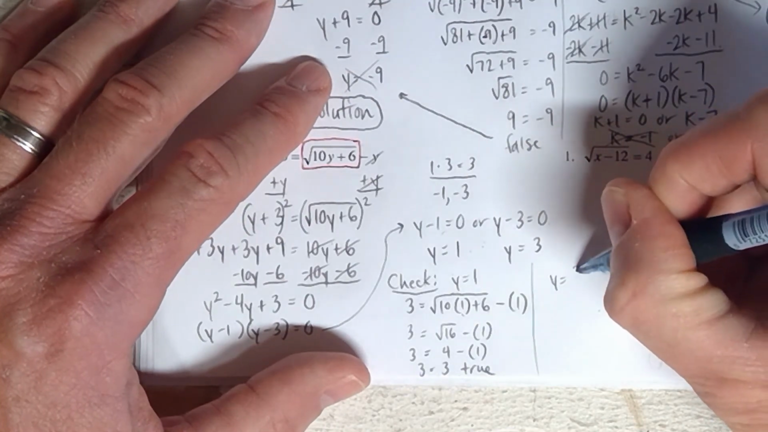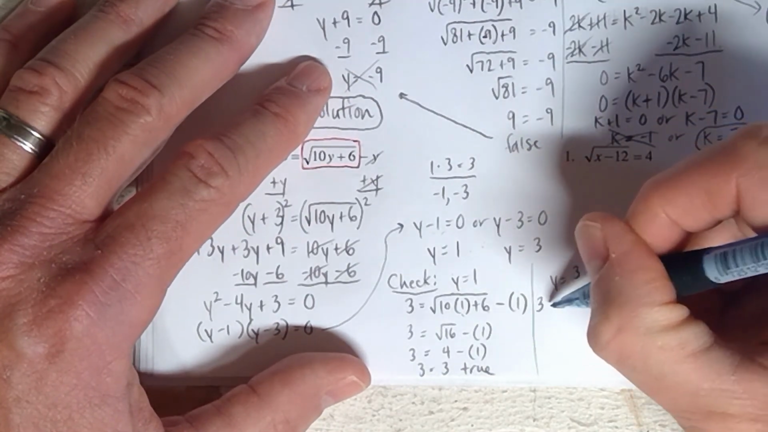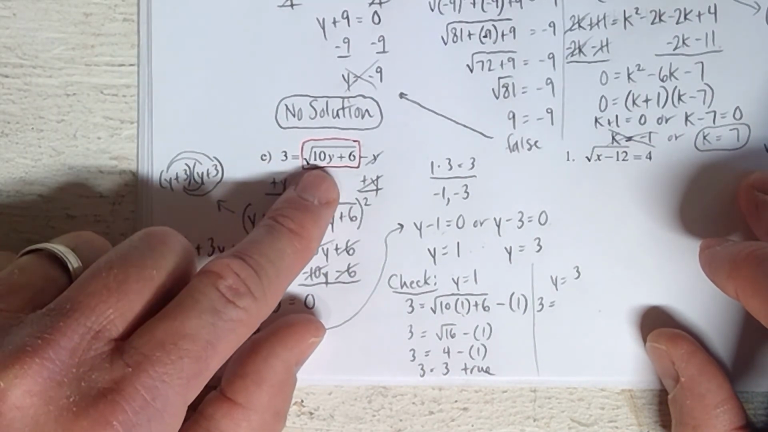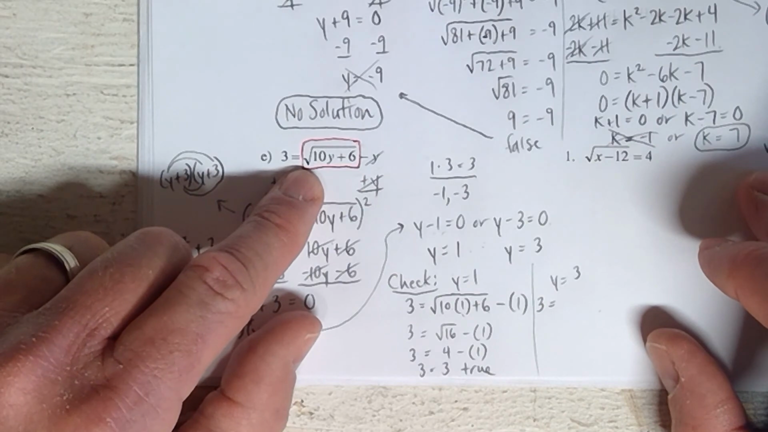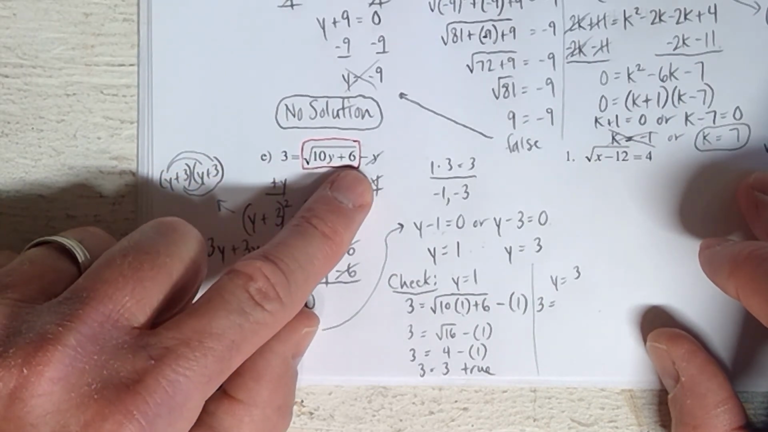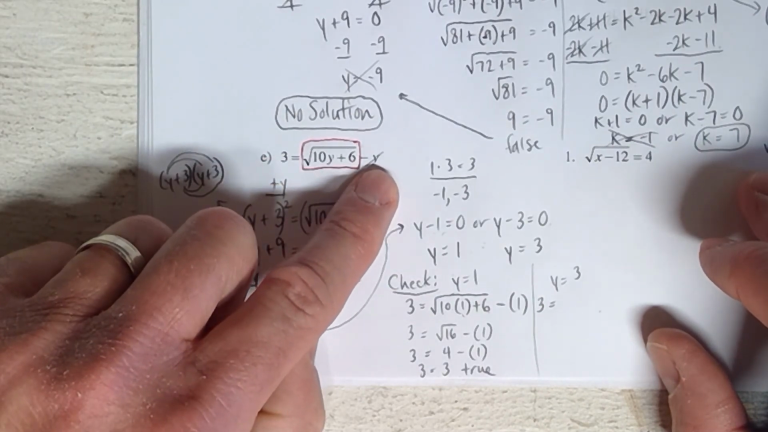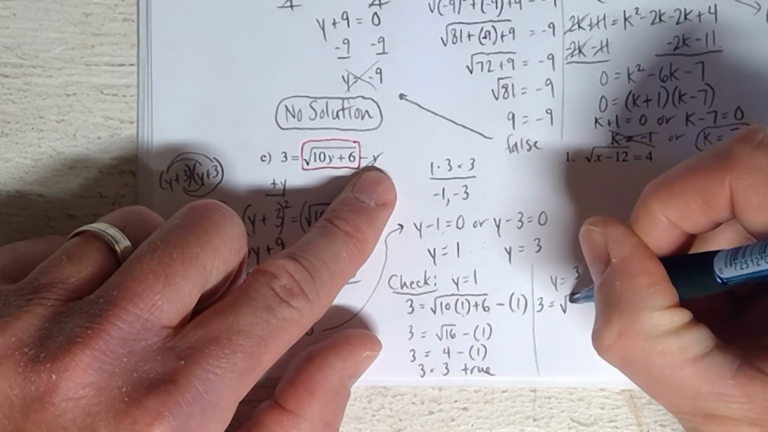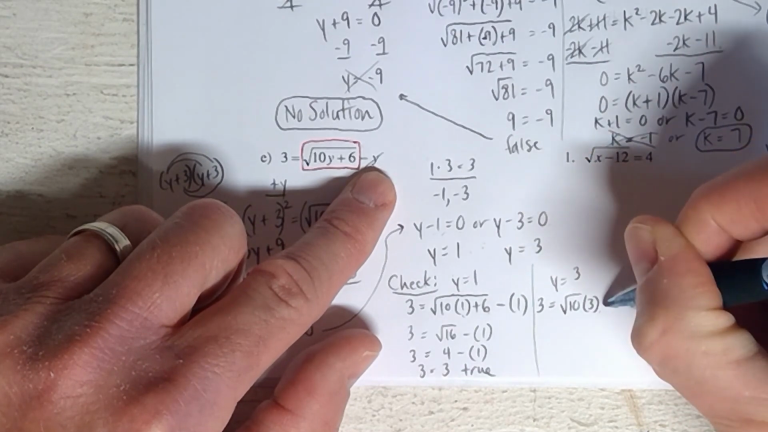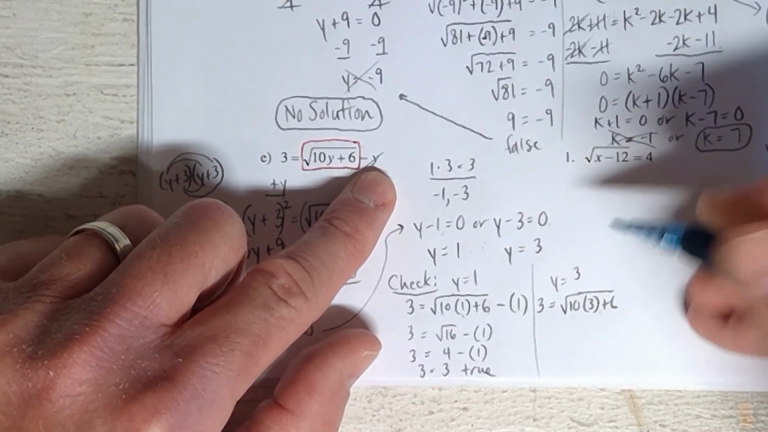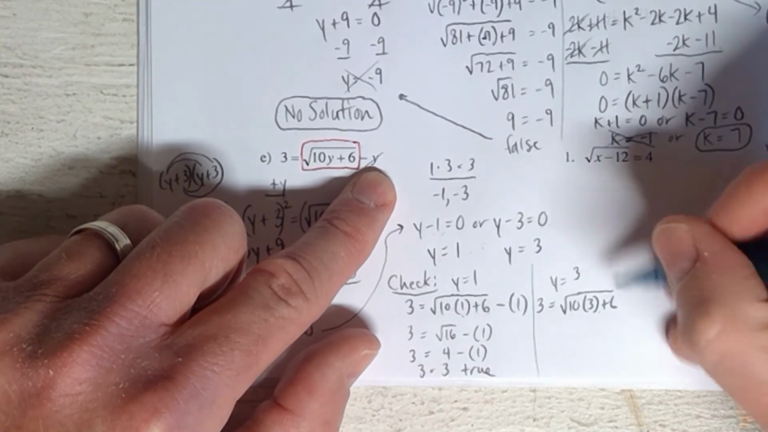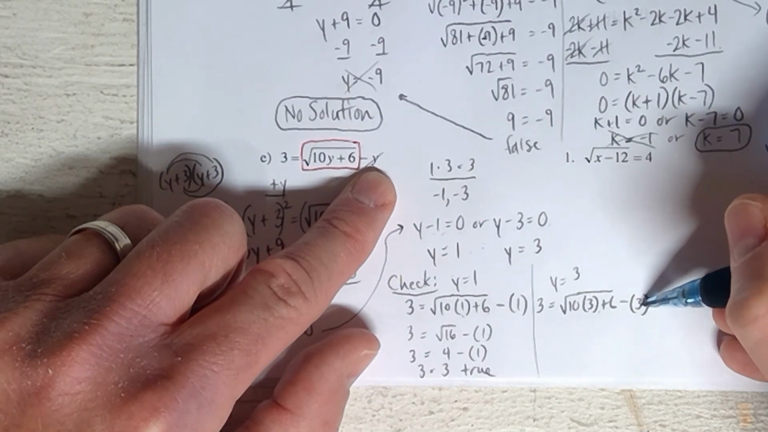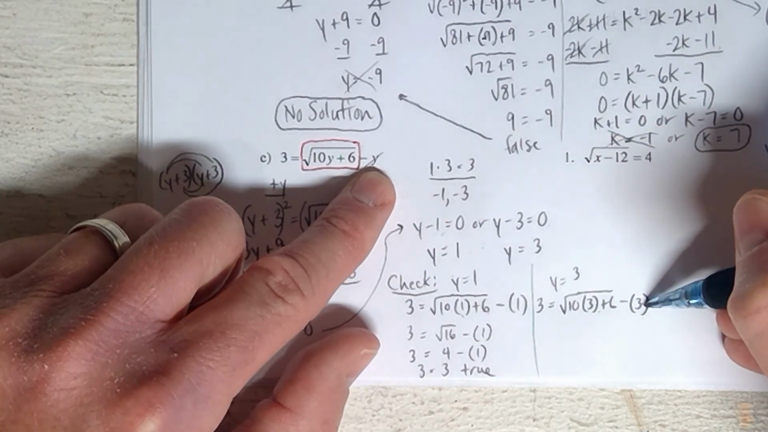Y equal to 3. Let's see if that one's true. Again, I'm plugging it into the original equation. So I got 3 equal to the square root of 10 times 3 plus 6, and then plug in the 3 over there as well. Let's write that down. Plugging in this 3 right here wherever you see the variable. The variable is in two spots here, right? It was here and it was here. And so that's why the 3's are now there.